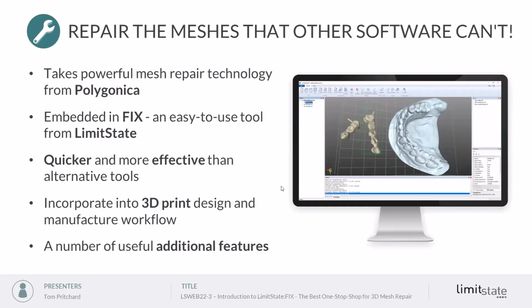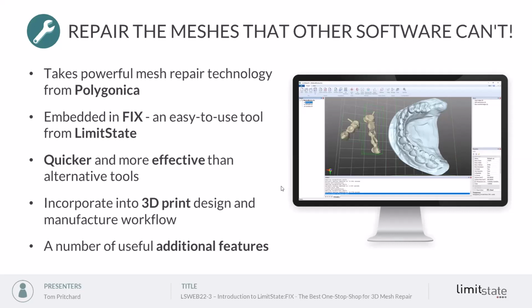So that's where LimitState Fix comes in. It provides users with a single application to take an error-filled mesh and repair it quickly at the touch of a button. How does it do this? Well, we've taken what's arguably the best industrial strength mesh repair technology available, which is Polygonica, and incorporated functions from that into a user-friendly tool whose primary purpose is to help you repair meshes quickly.